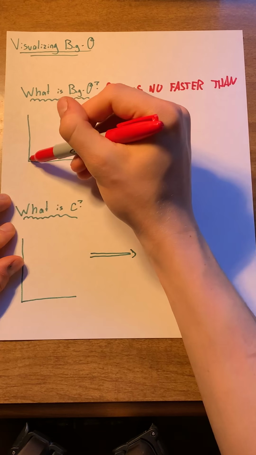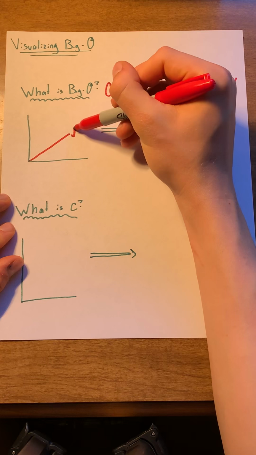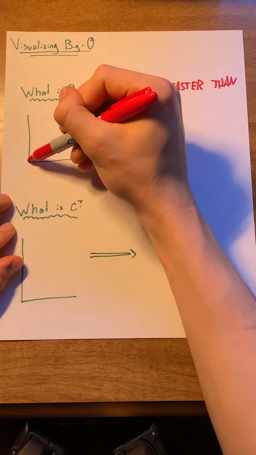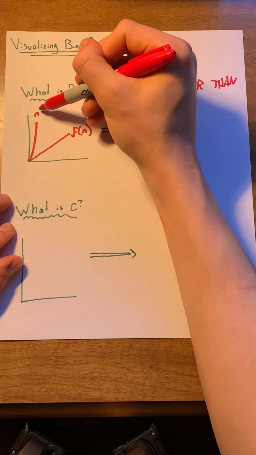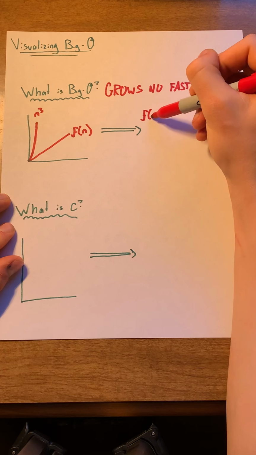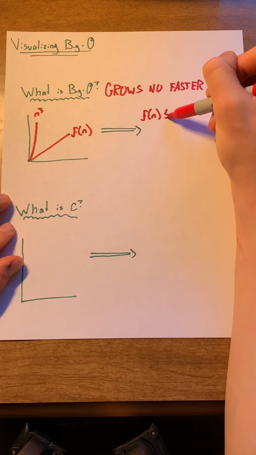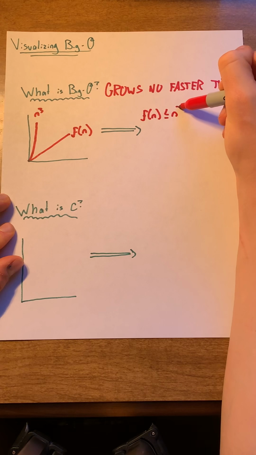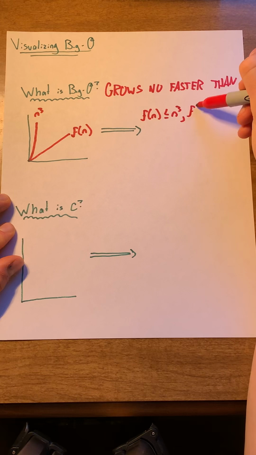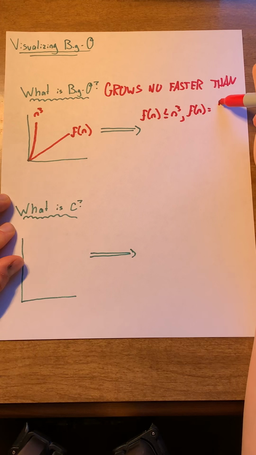So, for example, suppose this is our function. We might have some other function, say n cubed, for which it is the case that f of n is always less than or equal to n cubed. This means that f of n is big O of n cubed.